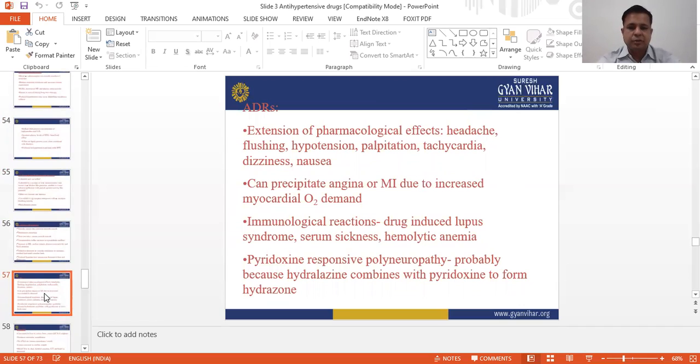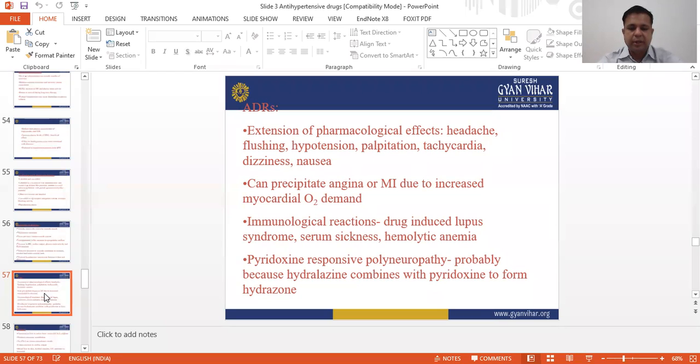Adverse drug reactions: extension of pharmacological effects such as headache, flushing, hypotension, palpitation, tachycardia, dizziness, and nausea. It can precipitate angina or myocardial infarction due to increased myocardial oxygen demand.